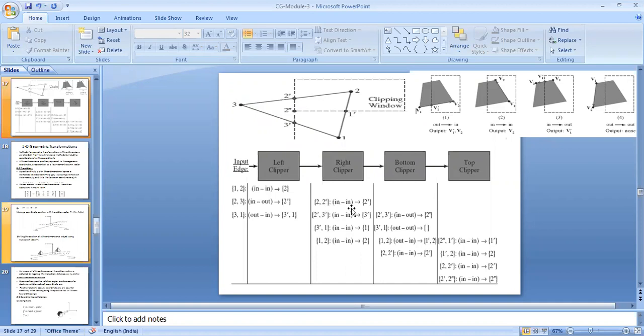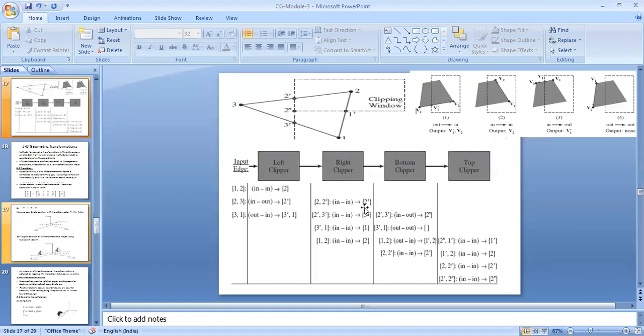2 2 dash in to in means I will be considering the second vertex. 2 dash 3 dash in to in, and 3 dash 1 in to in, means the second vertices. 1 to 2 in to in means the second vertex is 2. So the output of my right clipper goes to the input of the third clipper.